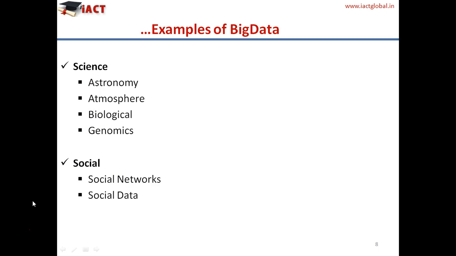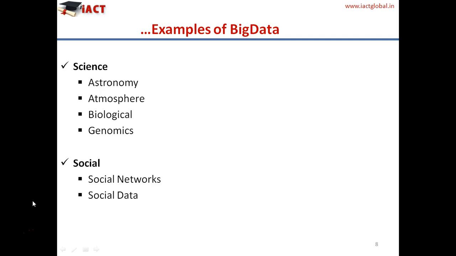Next is science. Whether it's astronomy, biology, atmosphere, weather, or genomics, a huge amount of data is being generated every single day. Be it for research, be it for gaining enhancement in a particular project, science is generating a lot of data for good purposes, for human welfare maybe.